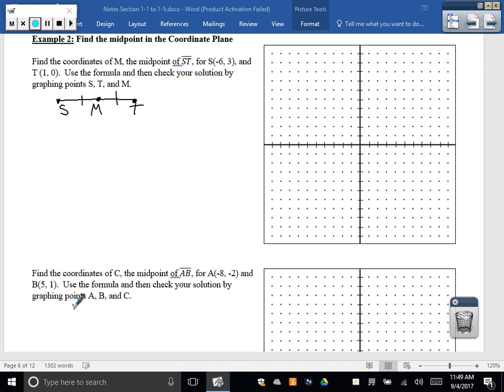Okay? So S, we're told, is at (-6, 3). So on your paper there, 1, 2, 3, 4, 5, 6, 1, 2, 3. Okay. So we make that point, if I can, and that's point S. T is at (1, 0). So if I go ahead and mark that point, (1, 0). Okay, now if I were you, I would go ahead and connect those two to each other.